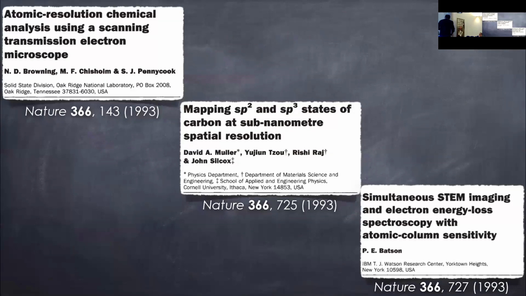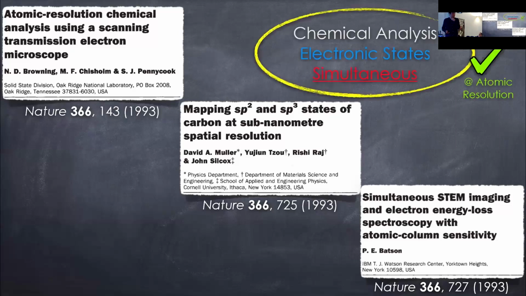So I think EELS became a very important part of the analytical community in 1993, when three papers came out in Nature almost back to back, showing that you can have atomic resolution imaging with chemical analysis in the electron microscope. That was done by Nigel Browning, my PhD advisor, and Steve Pennycook, my postdoc advisor at Oak Ridge. And then David Muller and Phil Batson from Cornell have a paper in the same issue of the journal. Why is this important? Because you can do chemical analysis, look at the electronic state, electronic configuration, see the bonding of the materials Rohan showed yesterday, simultaneously and with atomic resolution. That was the key, atomic resolution.